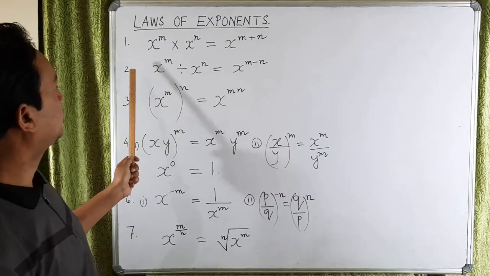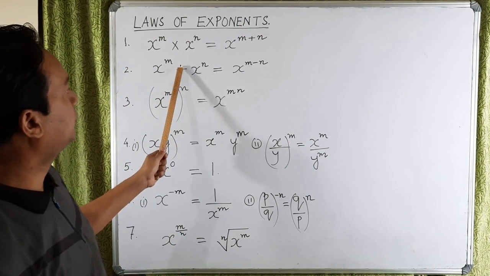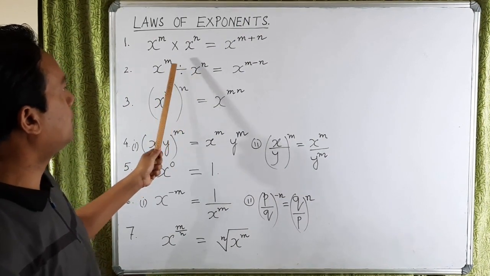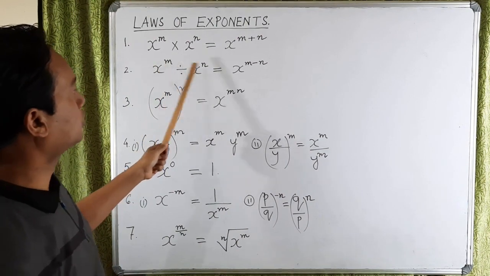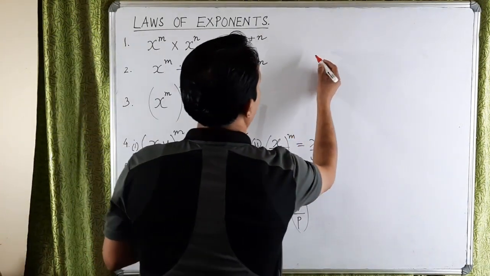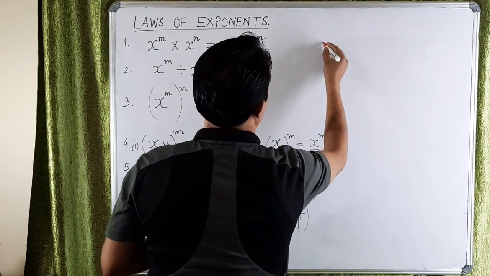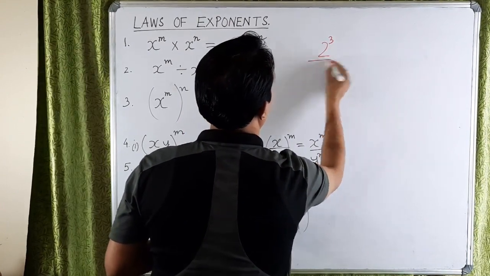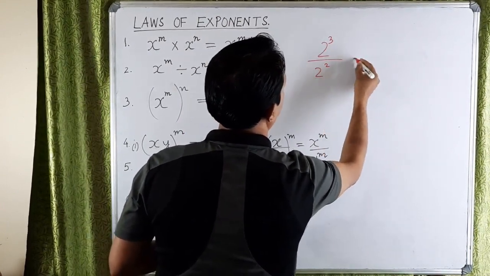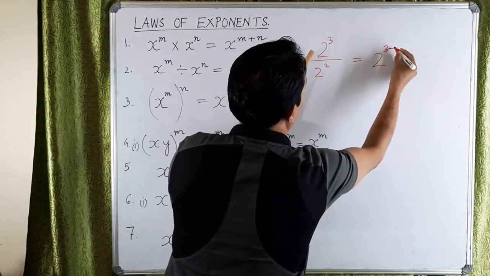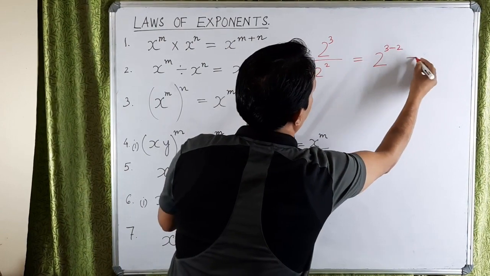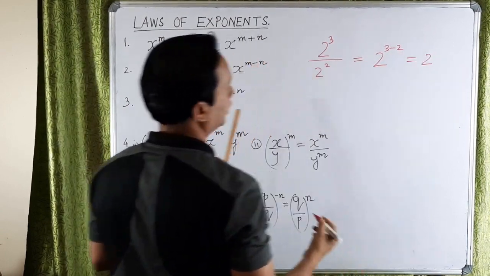Now, number 2, x to the power m divided by x to the power n. Again, the base is the same, but there is division in between. So we'll subtract the exponents or powers. Say for example, if we have 2 cubed divided by 2 squared, we'll write the base only once and just subtract the powers. 3 minus 2, so 2 to the power 1, and the 1 we don't have to write.